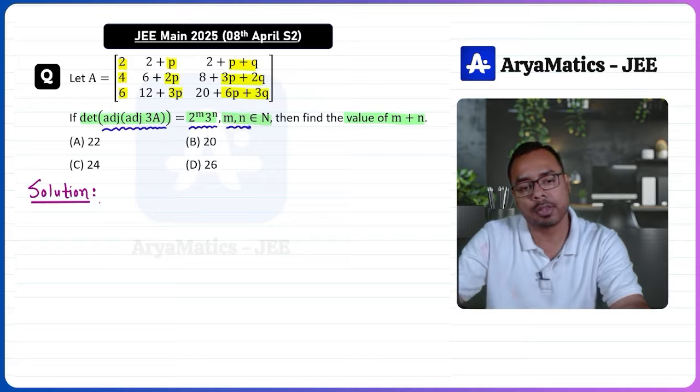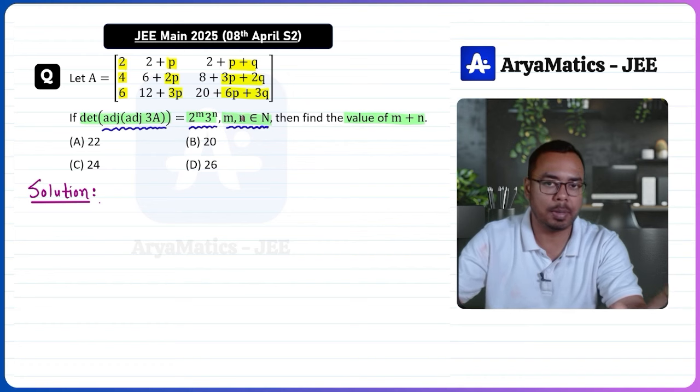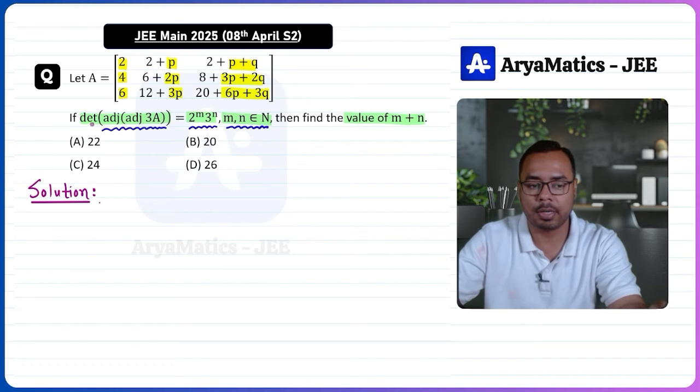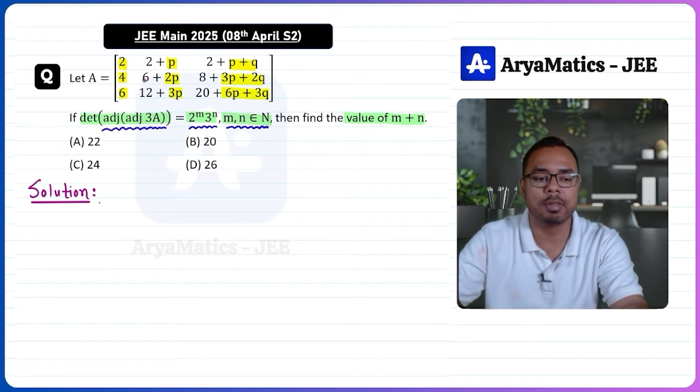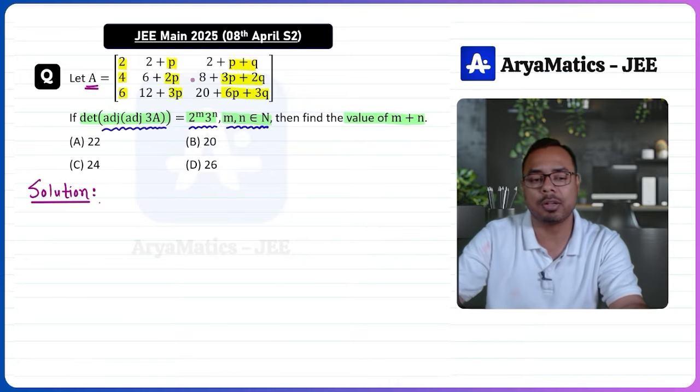M and n are two natural numbers, and the determinant of adjoint of 3A is 2 raised to something multiplied by 3 raised to something. So if there is no p or q in the determinant of adjoint of 3A, that will mean that the determinant of matrix A must be independent of P and Q. Right? It is not difficult to show that result.